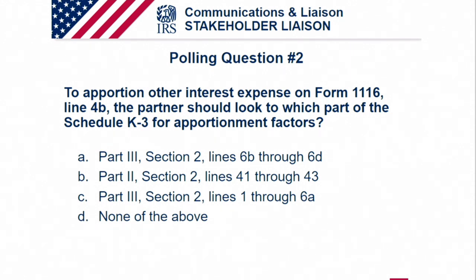I'm going to read that one more time. To apportion other interest expense on Form 1116, line 4B, the partner should look to which part of the Schedule K-3 for apportionment factors? A, Part 3, Section 2, lines 6B through 6D. B, Part 2, Section 2, lines 41 through 43. C, Part 3, Section 2, lines 1 through 6A. Or D, none of the above.